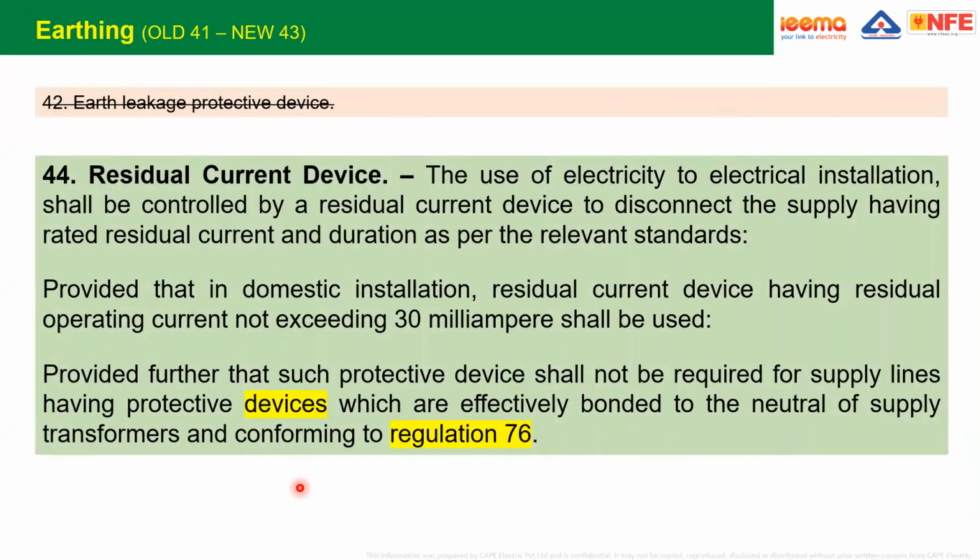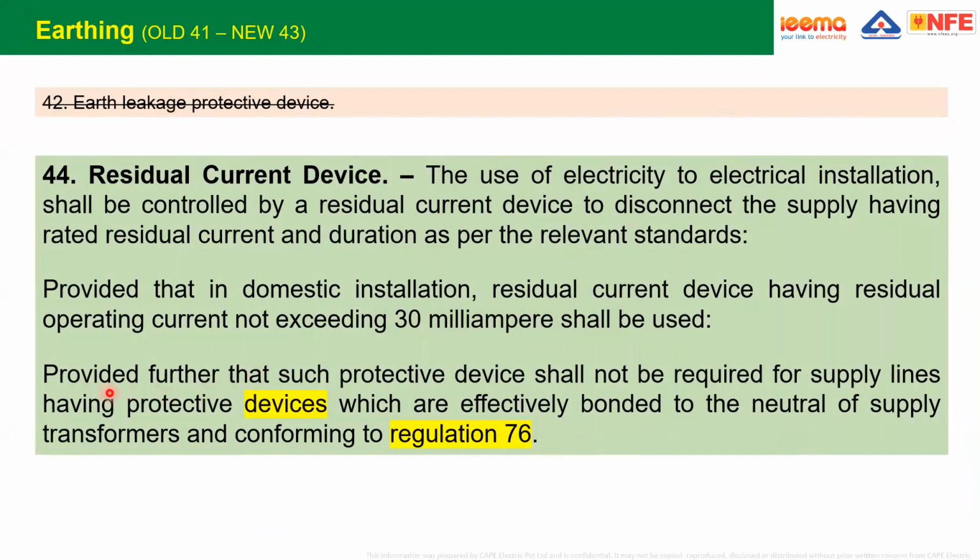Similarly, earlier the earth leakage protective device, this is changed to RCD, residual current device. This is the correct name. Now, if you look at the first two paragraphs, it says an RCD is required at every consumer premise, and for residential domestic installation, a 30 milliampere RCD is necessary.